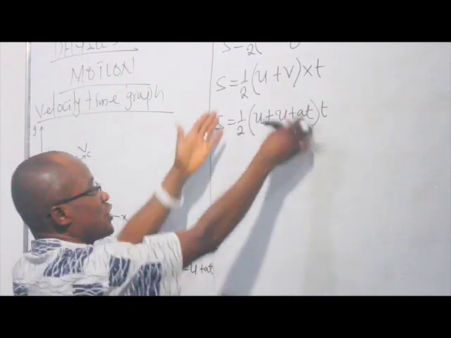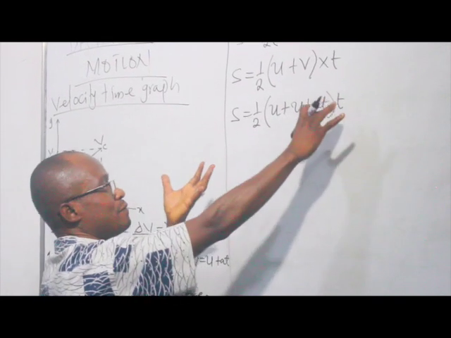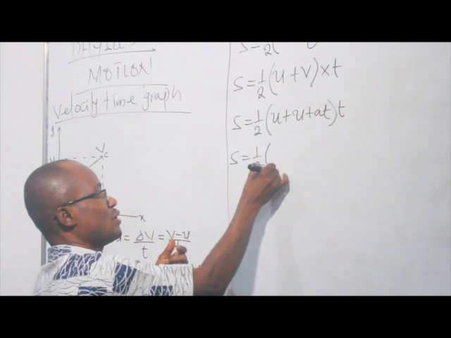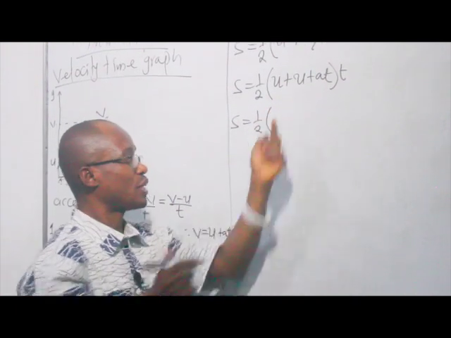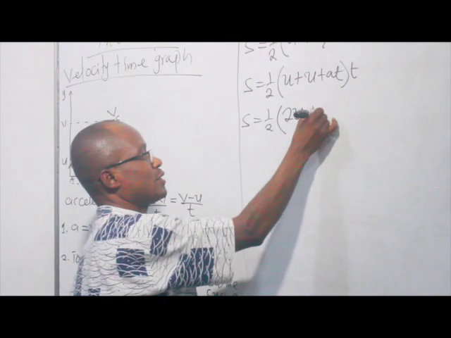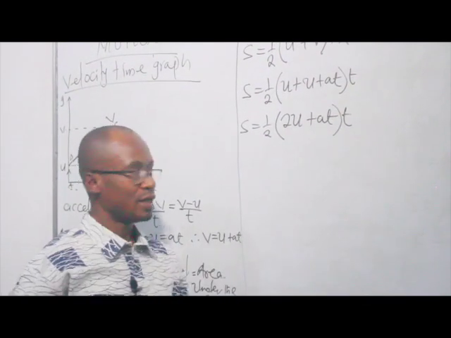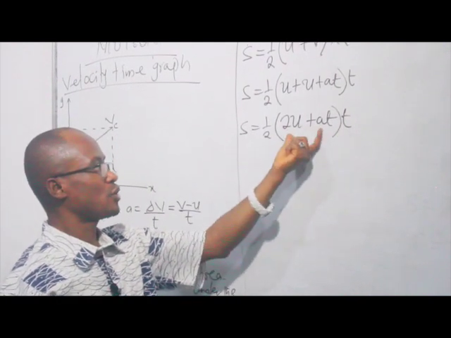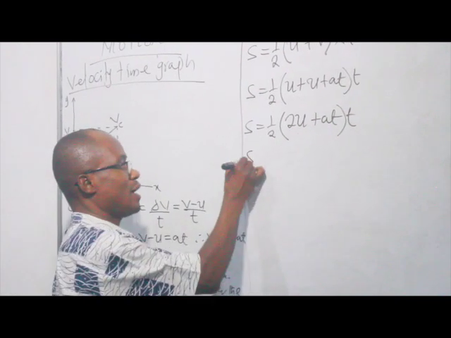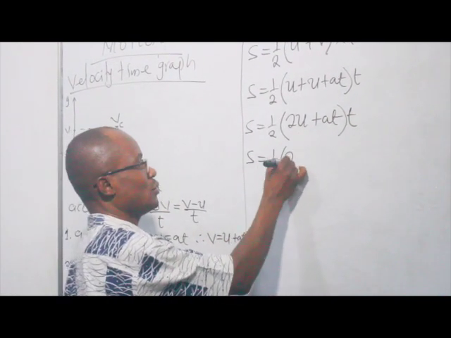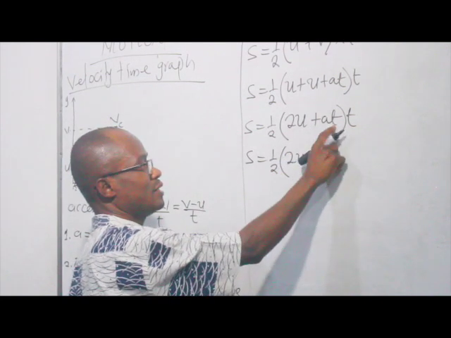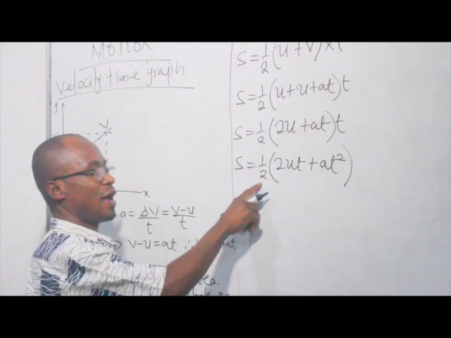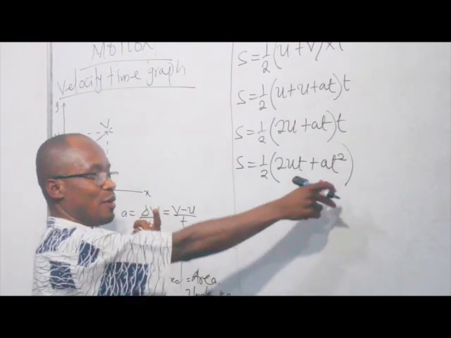So now, the coefficient of this bracket, first of all, we have half and we have t, that is half t. Let's first of all simplify. S equals half into u plus u, that is 2u plus at, multiplied by t. Now, to be on the safe side, let's multiply t into the terms within the brackets. First, we have S equals half into 2ut plus at times t, that is at squared. Then finally, we multiply the coefficient of the brackets with the terms within the brackets.